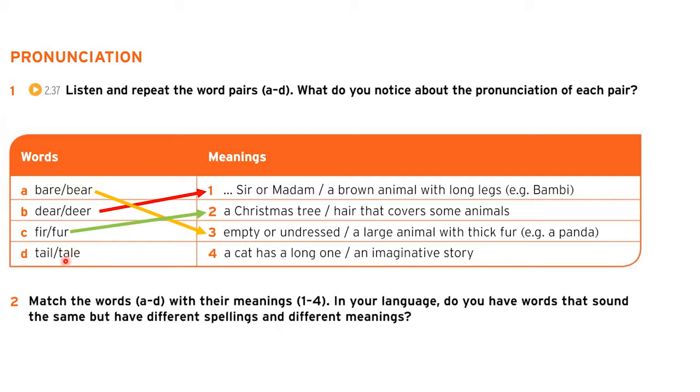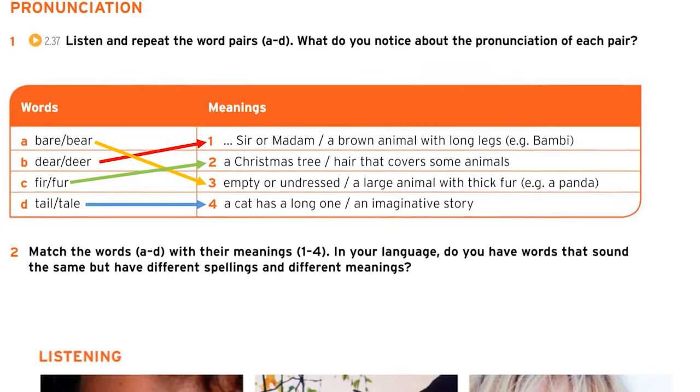Finally, we have tail, that in some occasions animals have a tail. For example, cats have long tails. Also, dogs have tails. But tale with E is an imaginative story. Okay? Very good. Now let's continue with the listening topic.